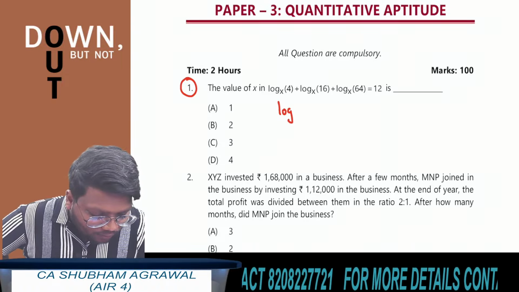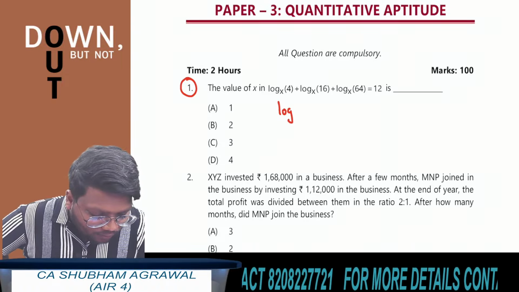Apply this property of logarithm on the left hand side. You can see that base of all the logarithms is same. So we can multiply these numbers. Okay, multiply this: 4 multiplied by 16 multiplied by 64. Or instead of multiplying this, write it this way: log 4 multiplied by 16 multiplied by 64 to the base x is equals to 12. Now what we can do? We can convert this logarithm in indices form.